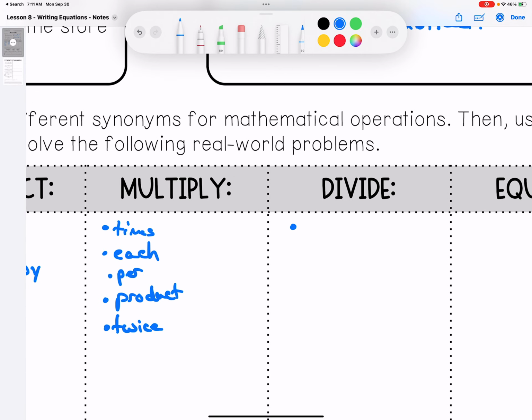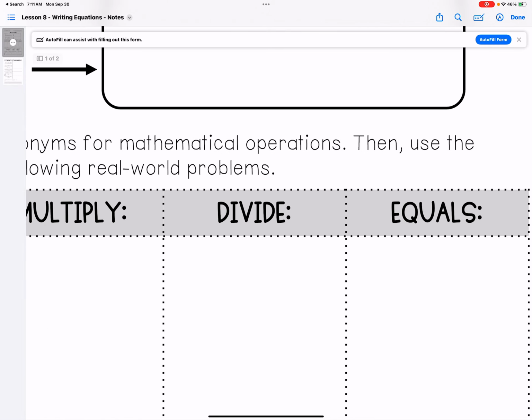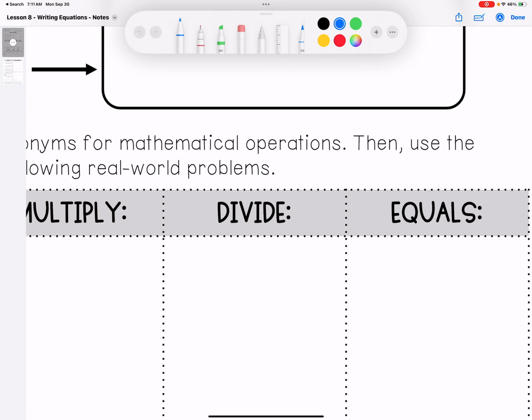Divide? No way. I'm not rewriting those. Y'all are just out of luck. I'll pause the video if you need them. All right. Quotient.